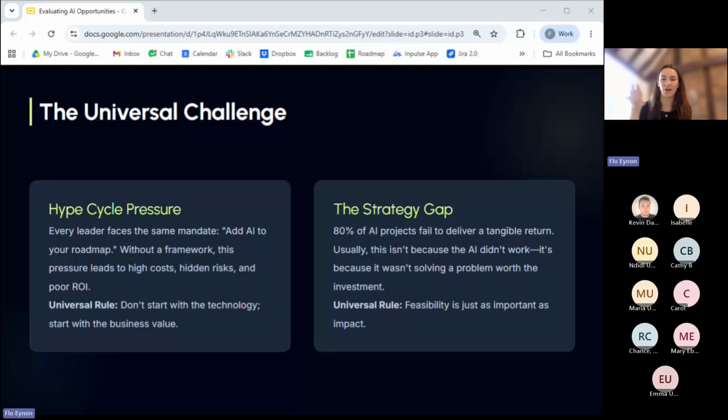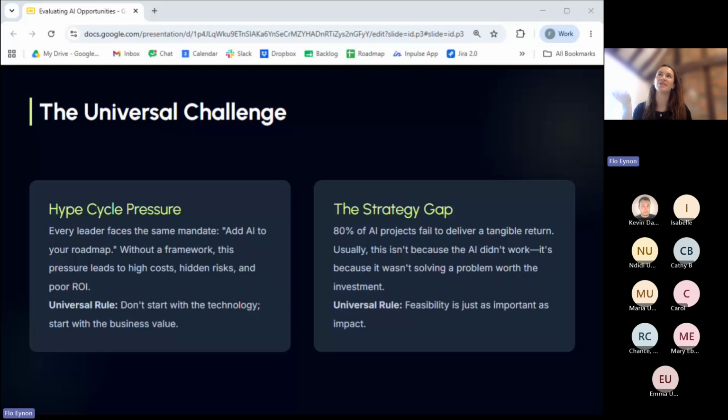The second side is what we call the strategy gap. So we know that AI can be technically capable of doing something without being a good investment. A prototype might prove that a model can complete a task. Like, someone at the beginning was saying that they're looking at agentic AI. You can see that a model can complete a task, but that doesn't prove that customers need it, or our teams need it, or that they trust it. Trust is a big one. And that the economics of it will work at scale. So the feasibility has to sit alongside impact.